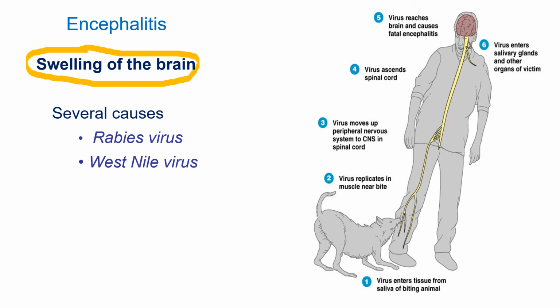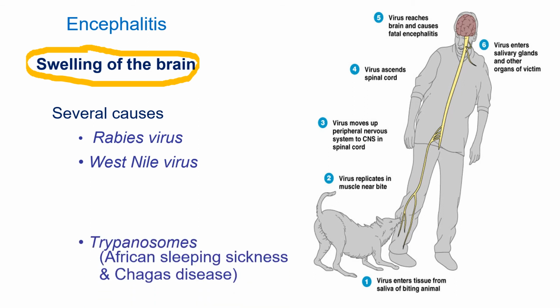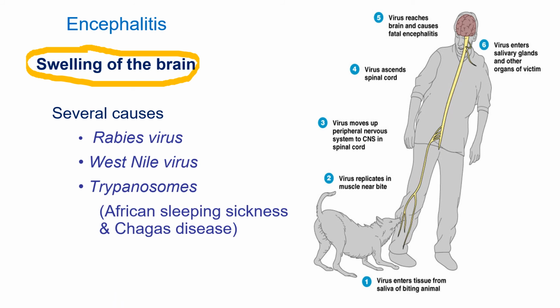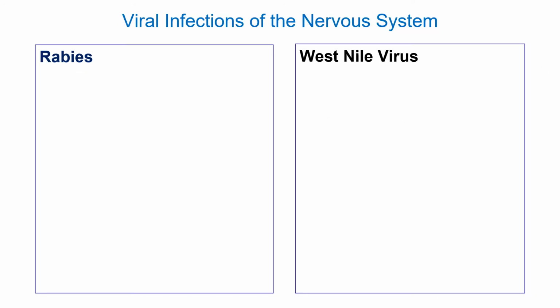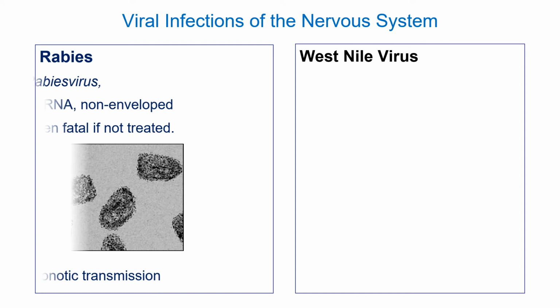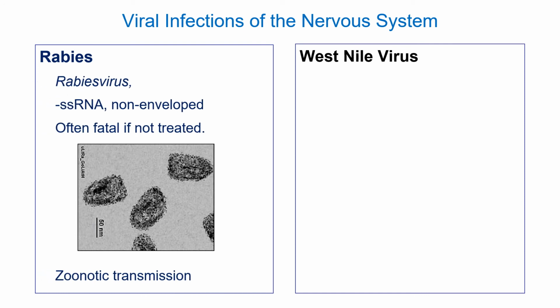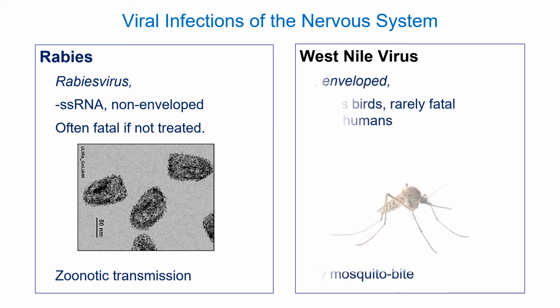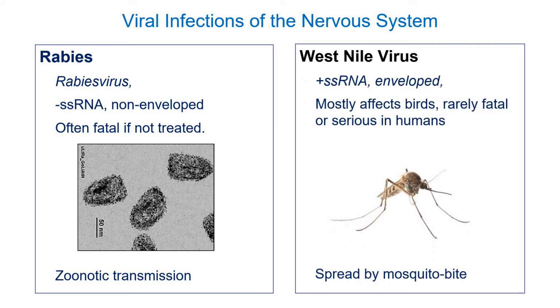We also talked about West Nile virus. I'll talk about it in a moment. We also talked about the trypanosomes, so that includes African sleeping sickness and Chagas disease. And we talked about prions. I think I have a slide for each of these. So, rabies is often fatal if not treated, and comes from wild animals. West Nile virus also comes from wild animals.